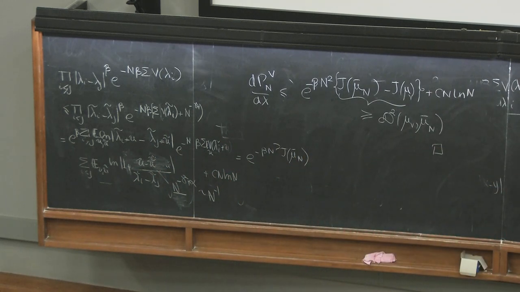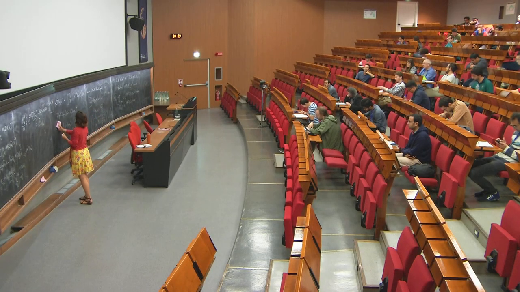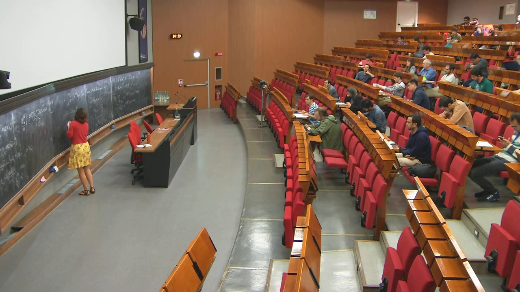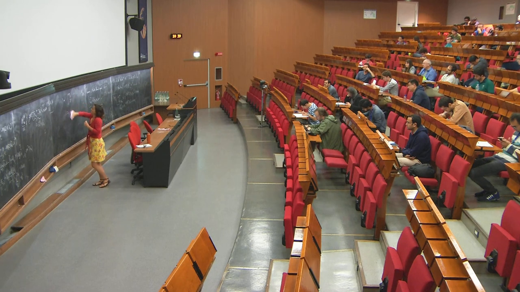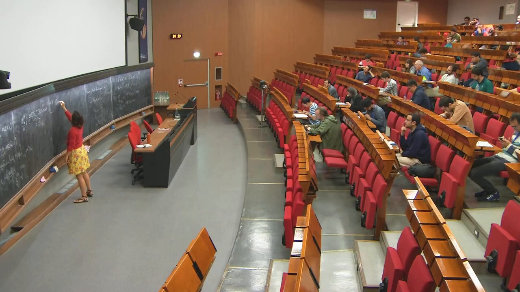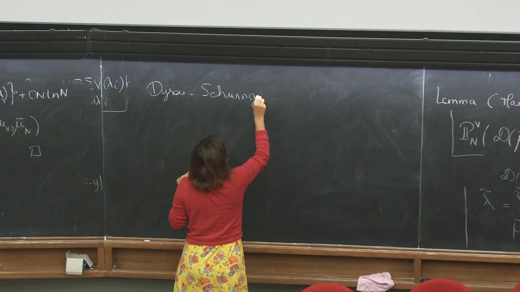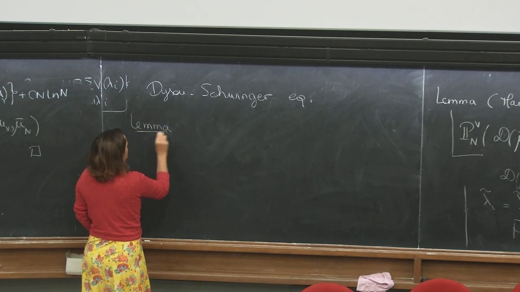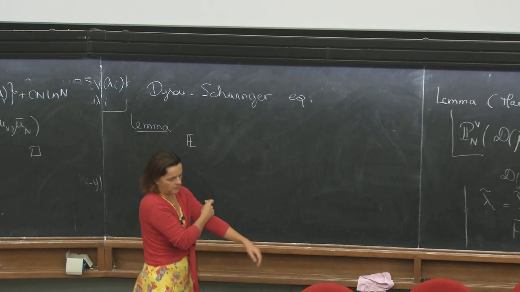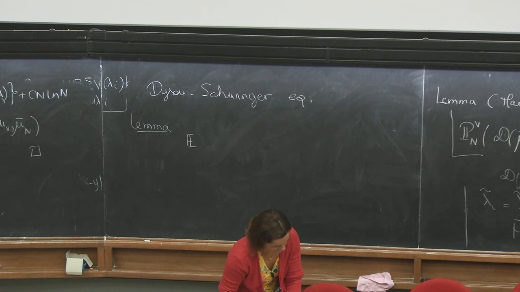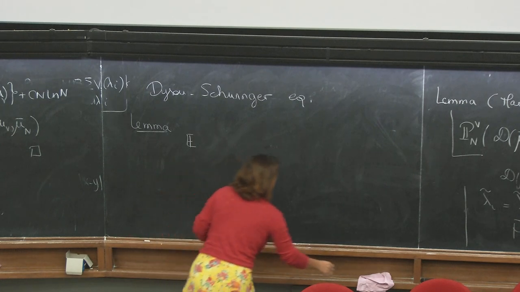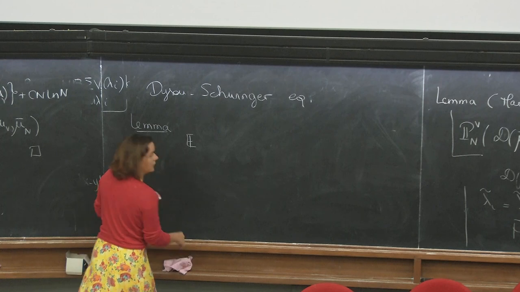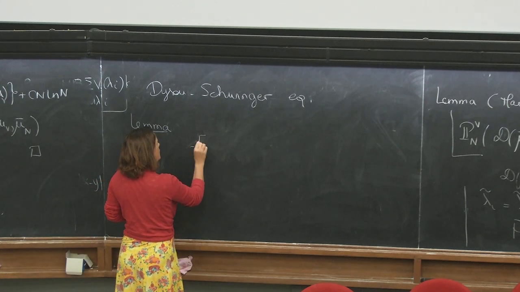Okay, so now the next step is to get an expansion. And so the idea would be to use Schwinger-Dyson equations. I mean, this should be Dyson-Schwinger or Schwinger-Dyson, but so let's... Okay, so the lemma for the Dyson-Schwinger equations will be that, so the expectation, let me write it well directly. In my notes, I wanted to announce first the result. So what we want to prove, and we will use the Dyson-Schwinger equation, is the following.